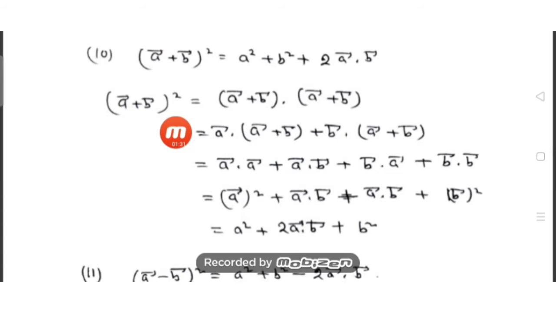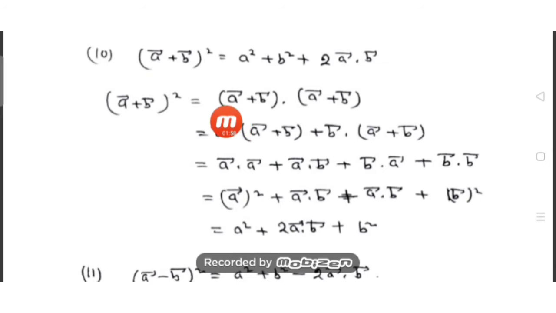(a bar plus b bar) whole square, we know can be written as (a bar plus b bar) dot (a bar plus b bar). Don't forget to give this dot. Now we are going to apply the distributive law, thinking of this as one vector. So what am I going to do? I'll multiply this with this one and this with this one.